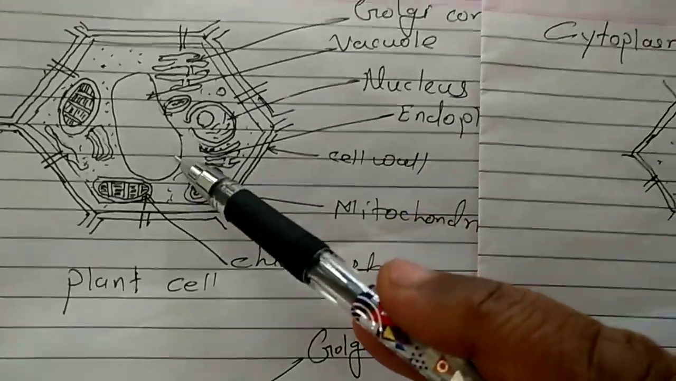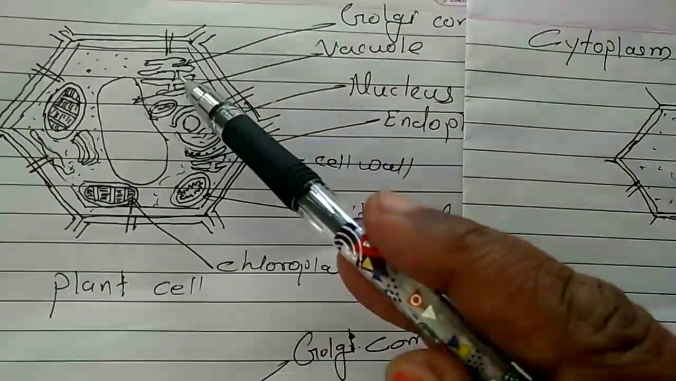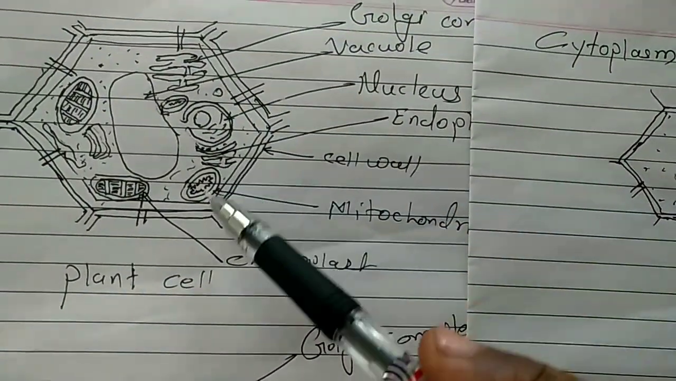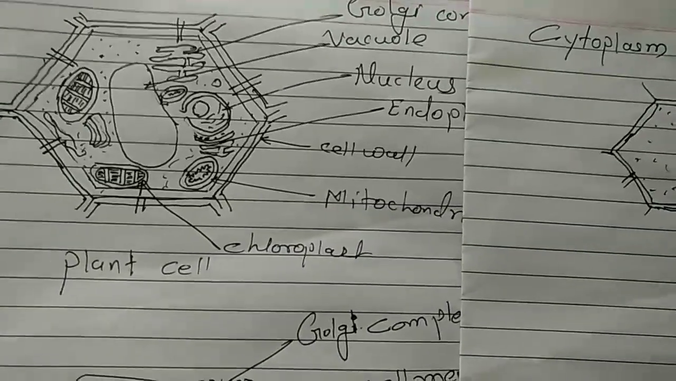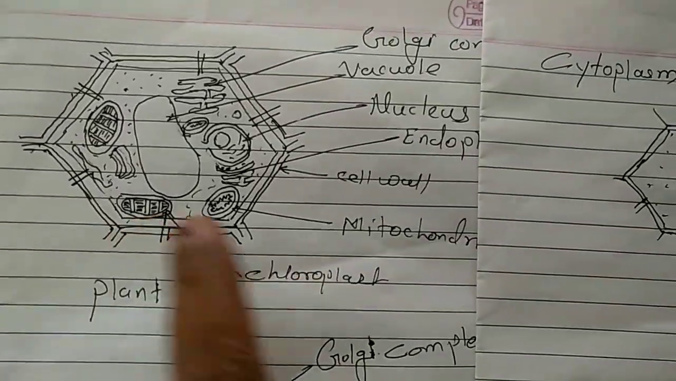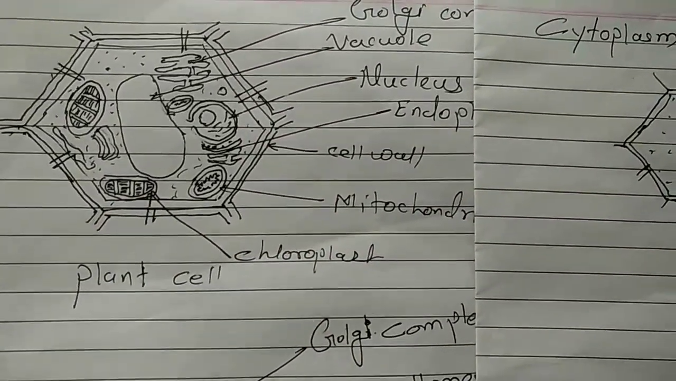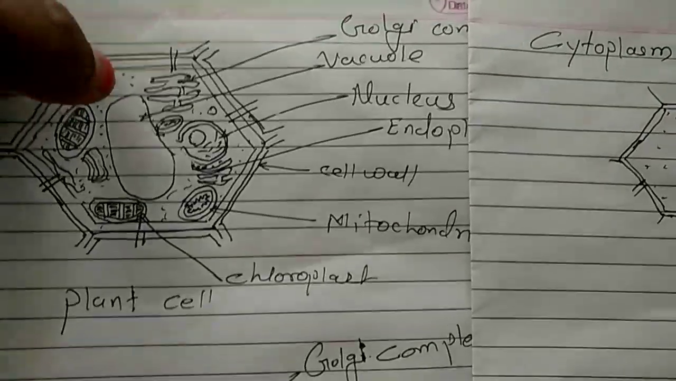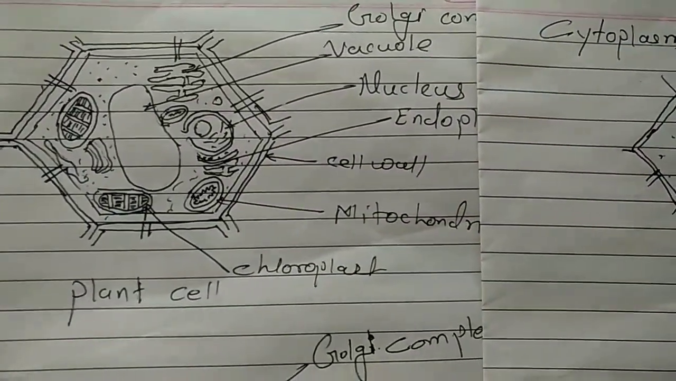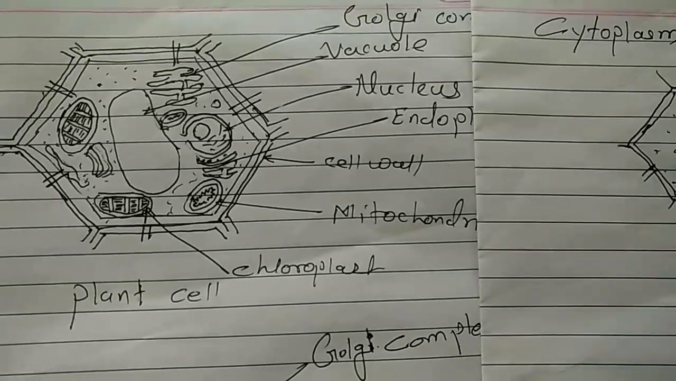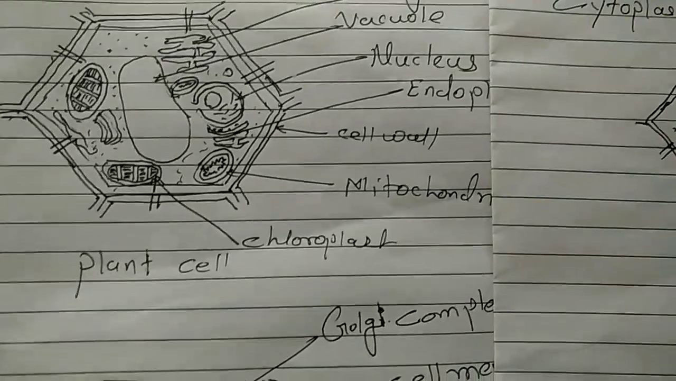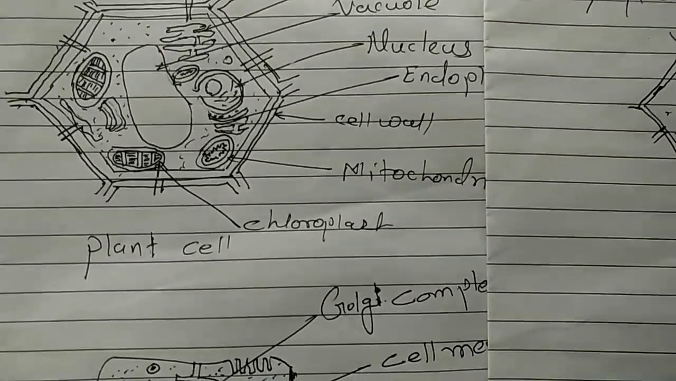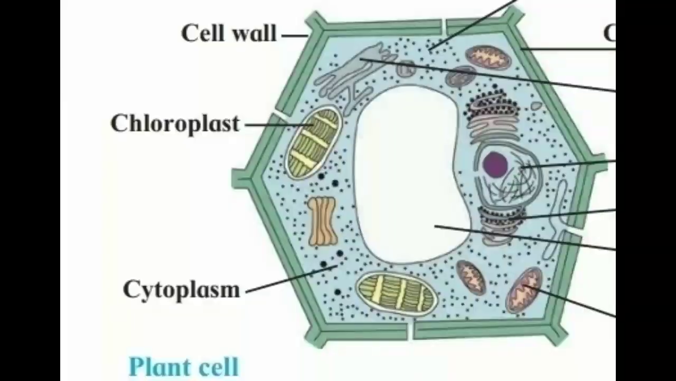Now see, this is a cell. This vacuole, then Golgi complex, endoplasmic reticulum, mitochondria, then chloroplast, all are embedded in cytoplasm. The part of the cytoplasm other than the embedded organelles is called cytosol. It is a site of chemical reactions. So in cytoplasm, cellular chemical reactions take place.